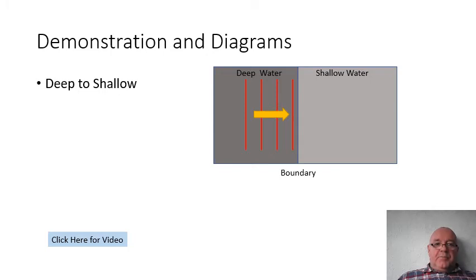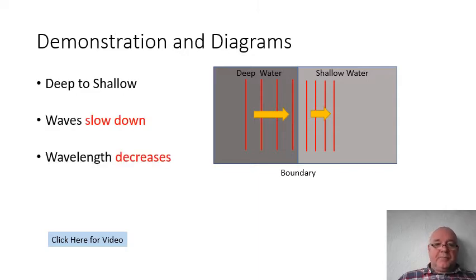So I've got a little demonstration here. I've got waves, as you can see the three red lines are going from deep water into shallow water. And what happened there was that the wavelength decreased, and I hope you can see that the wave speed decreased as well. So going from deep to shallow, the waves slow down and the wavelength decreases. I expect you to be able to draw that diagram. The frequency, however, is unchanged.